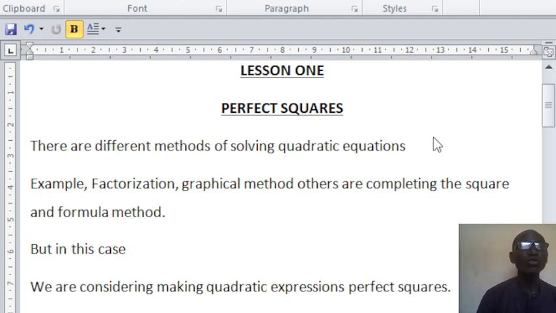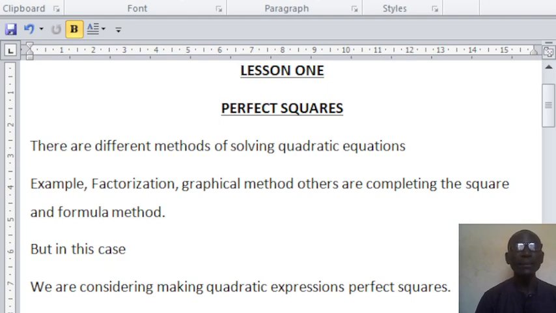I will be here to run you through a series of lectures for a good 6 weeks. We are going to begin with lesson 1, perfect square, which is under quadratic equation. Our topic once again is perfect square under quadratic equation.